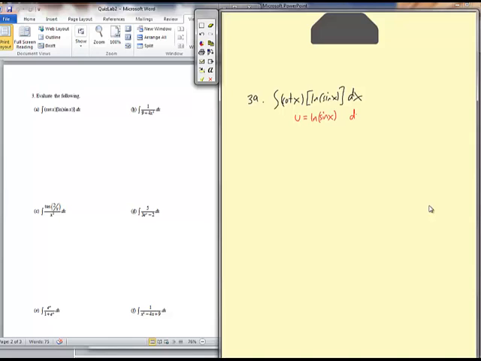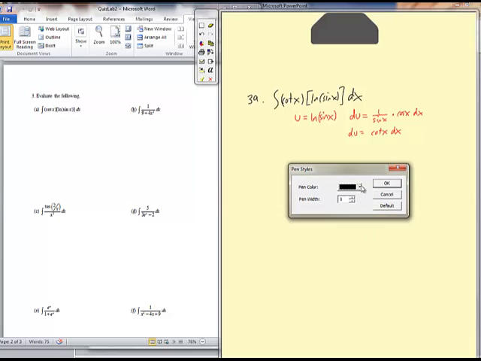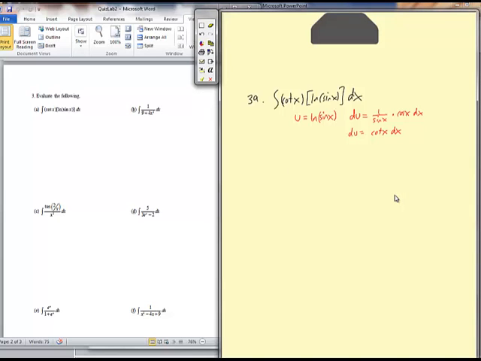If u equals the natural log of sine x, du is going to be the derivative of natural log, which is 1 over the sine of x, and then the chain rule: the derivative of sine is cosine x dx. So check it out. du is cosine x over sine x, and we know that is cotangent x dx. When I substitute in, the integral simply becomes the integral of u, the natural log of sine x, times du, which is cotangent x dx.